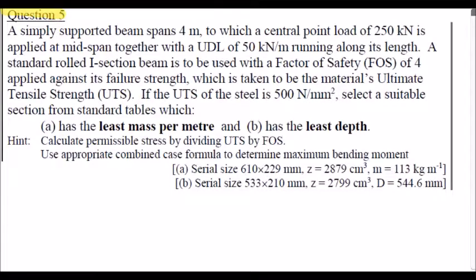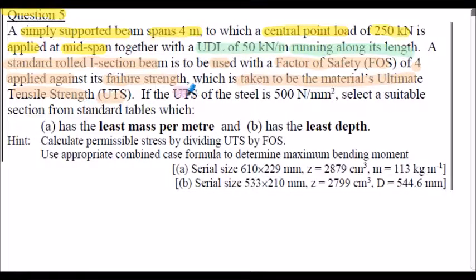In question 5, a simply supported beam spans 4 meters to which a central point load of 250 kilonewtons is applied at the midspan. And that's combined in this case with a UDL of 50 kilonewtons per meter that runs along the entire length of the beam. A standard rolled I-section beam is to be used with a factor of safety of 4, and that's applied against its failure strength, which is taken to be the material's ultimate tensile strength, UTS.